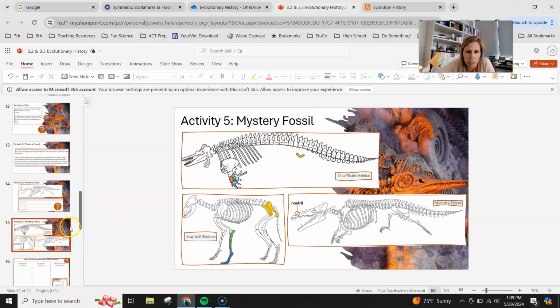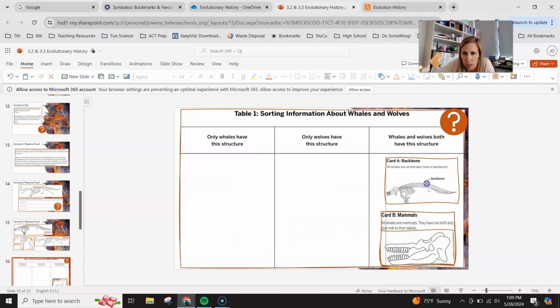Remember on slide 15, you do have these two pictures, so I can look and say, here's my whale. It's obviously got a backbone. Here's my gray wolf. It's got a backbone as well. So I would click and drag this and leave it in the whales and wolves both have this structure.